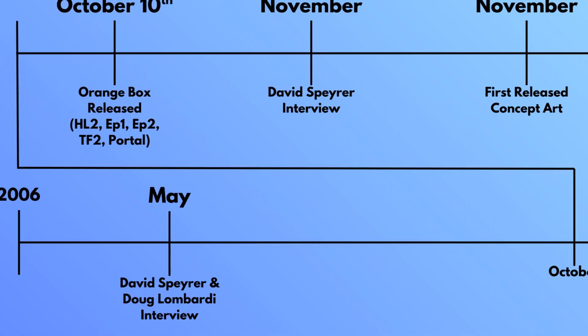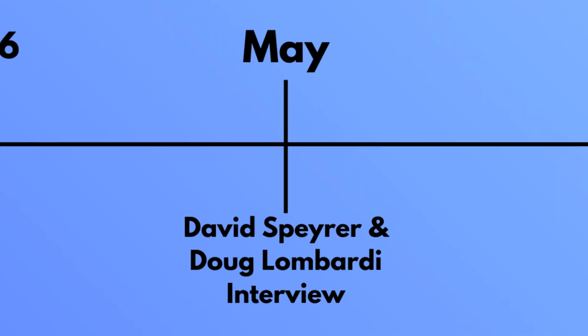2007. In May, David Sprayer and Doug Lombardi stated in an interview that a lot of work has gone into crafting the natural progression of topography and climates between episodes 2 and 3, and that the player would not return to City 17. It was confirmed that the protagonist of episode 3 would be, in fact, Gordon Freeman in a June interview with Eurogamer.